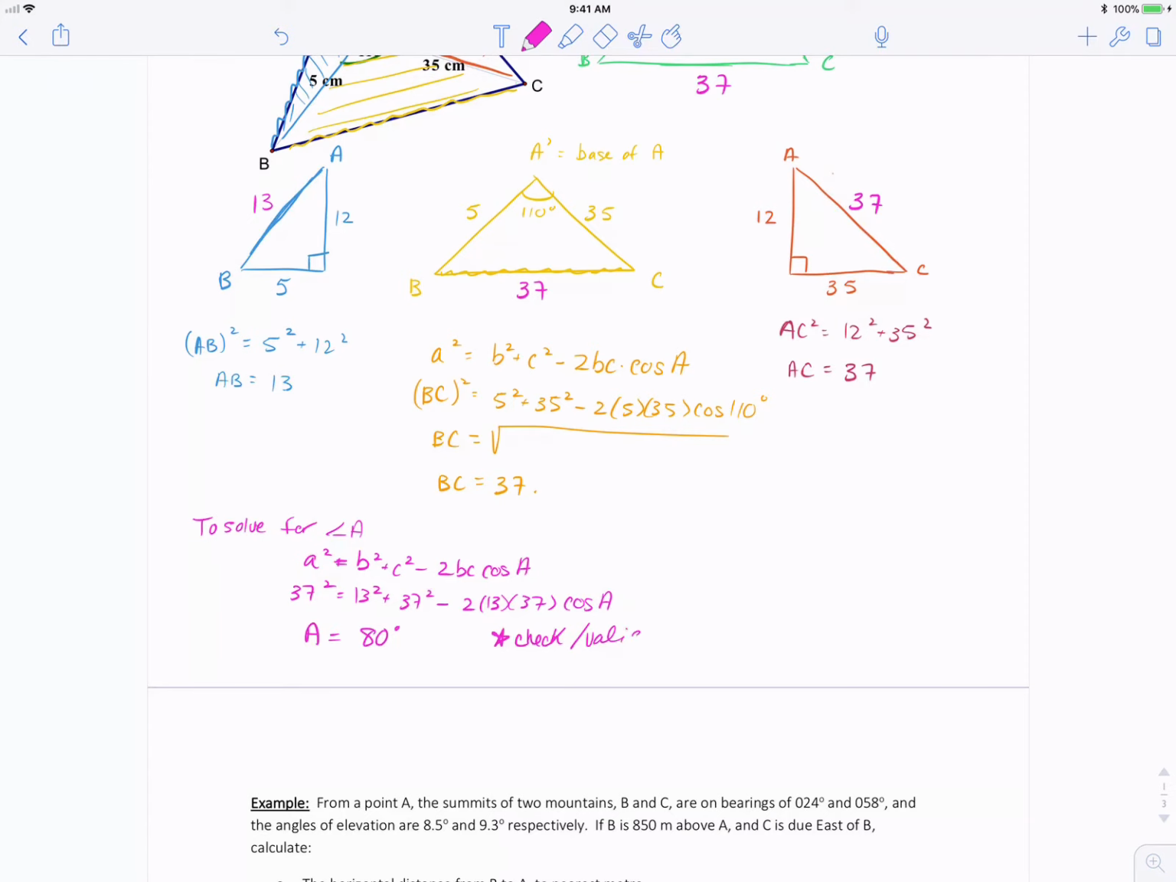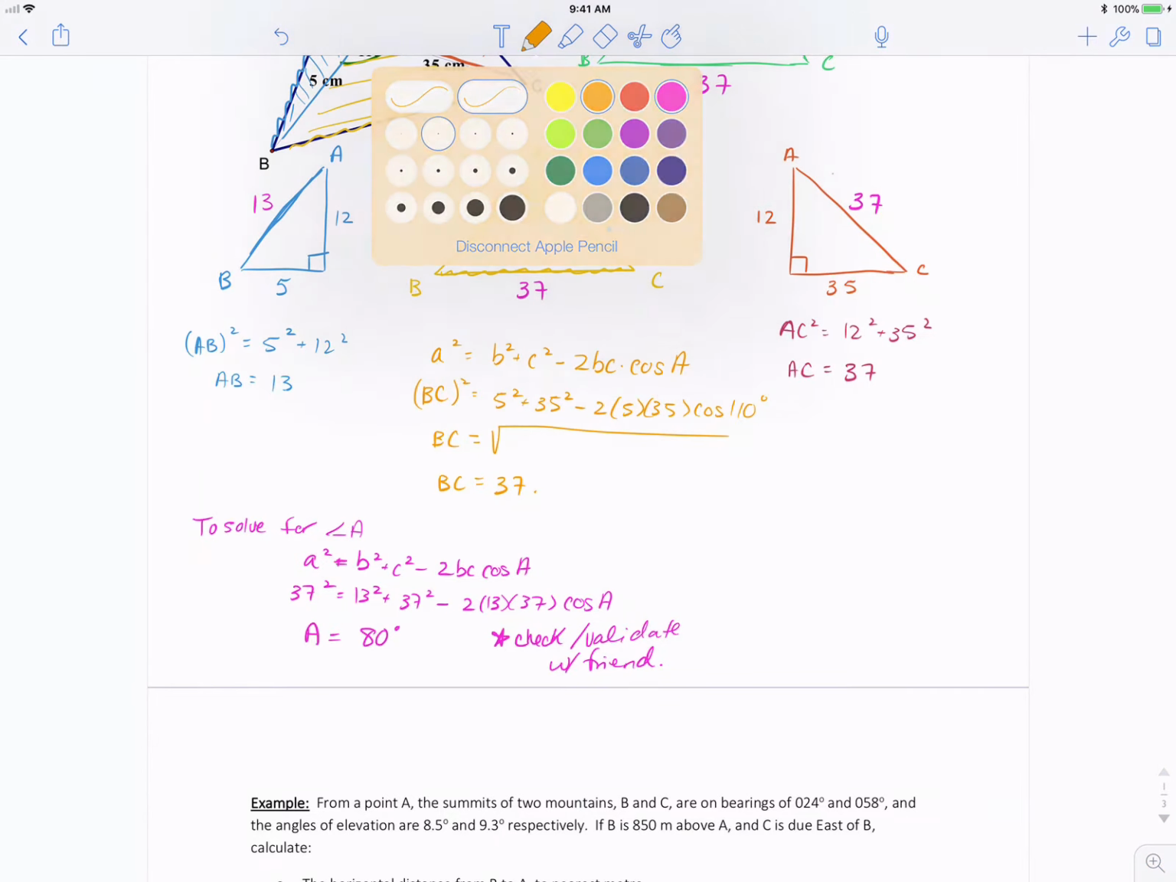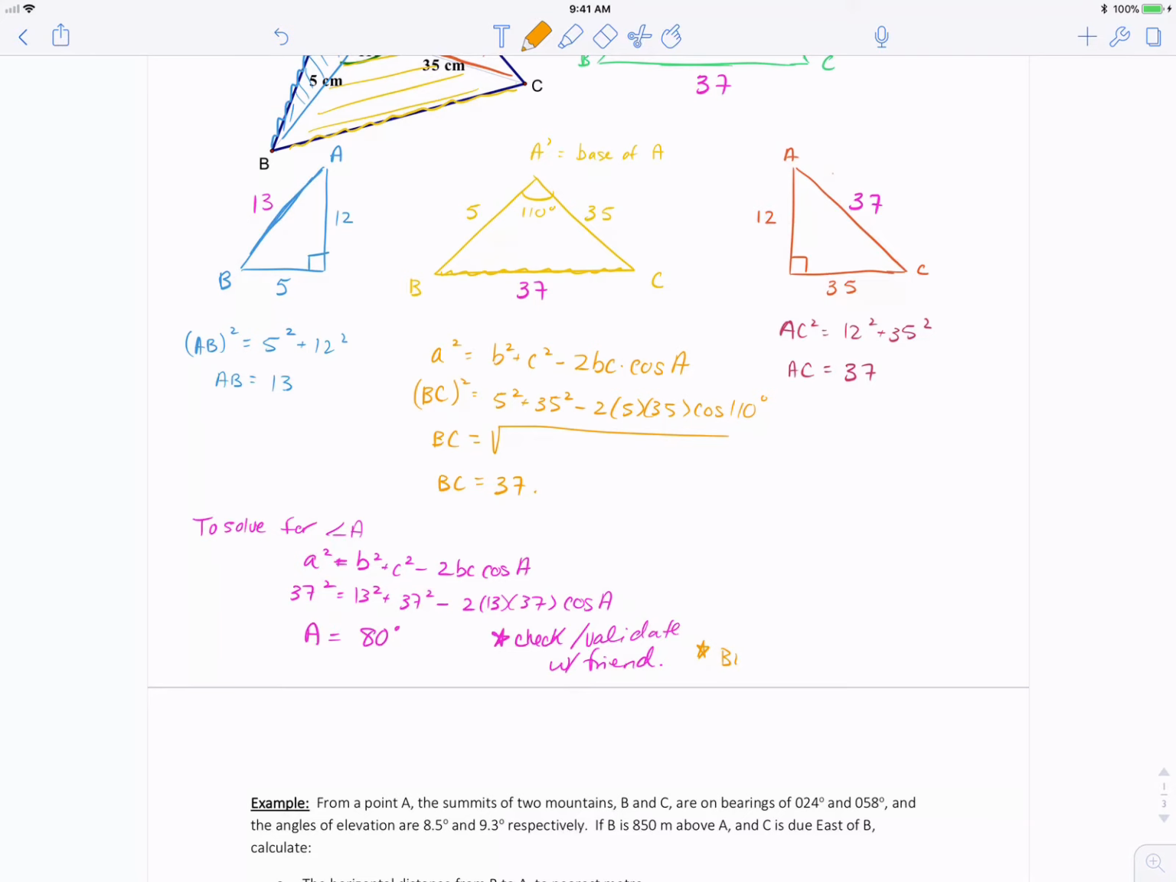Please here, I want you to be able to check or validate with a friend. So at this point, try in your calculator to go through those values, solving for the cosine of A, and please be careful to watch your BEDMAS, your order of operations. Because remember, this is the term that I'm solving for. And that's it in this question. Therefore, angle A on the front face is 80 degrees. Question solved.